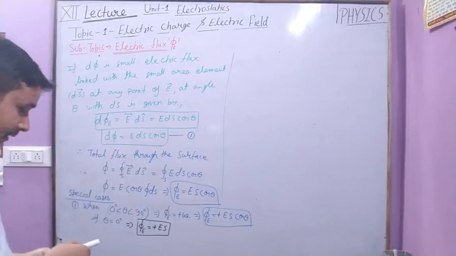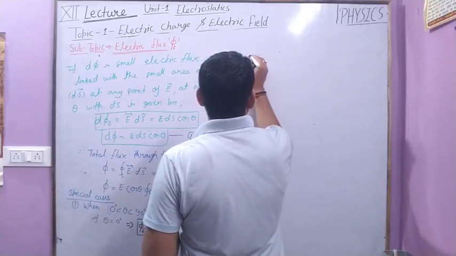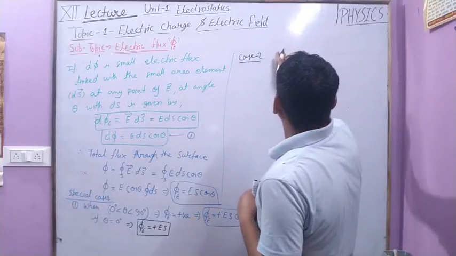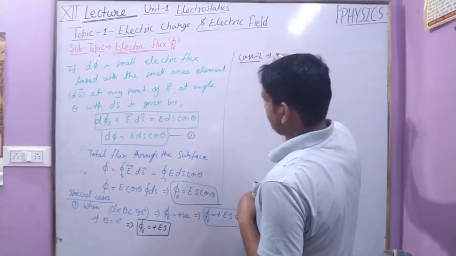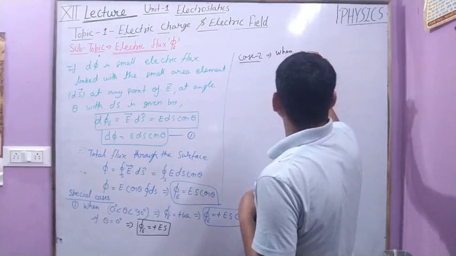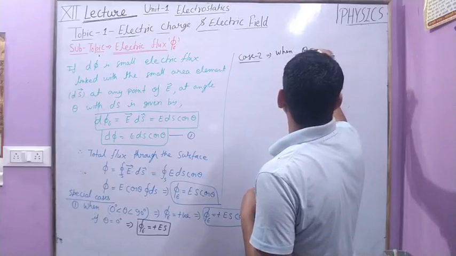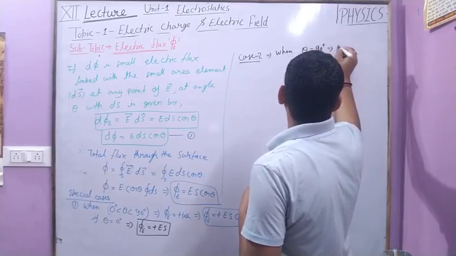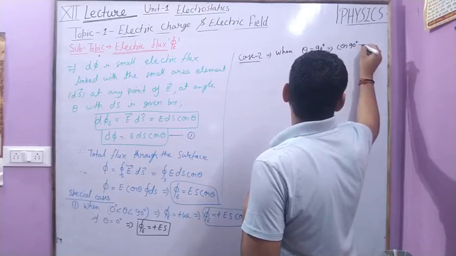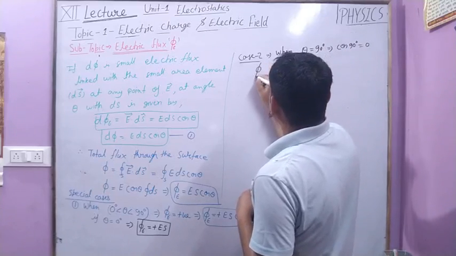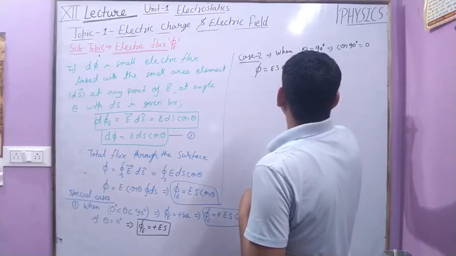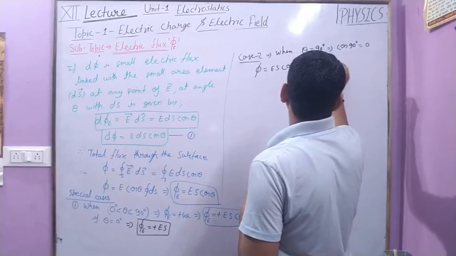And next case is case 2. When theta is equal to 90 degrees, you can calculate that value. Cos 90 is equal to 0, therefore phi is equal to E S cos 90, which gives phi equal to 0.